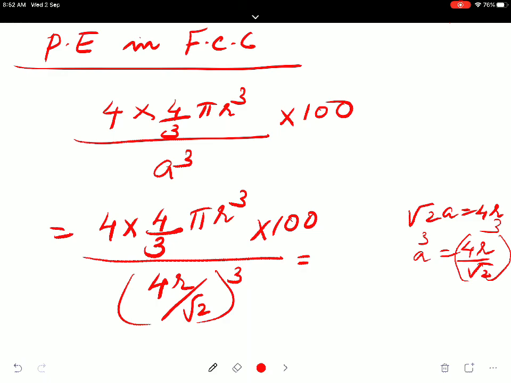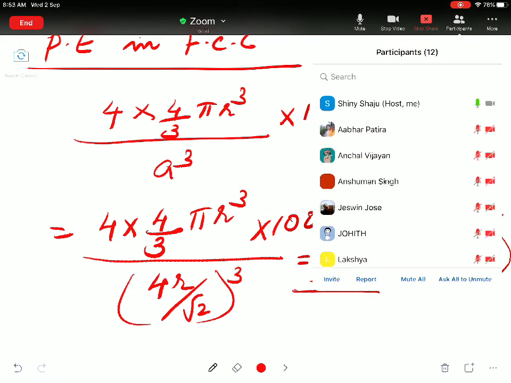Even if you are not showing the calculation on the right hand side, students do it on the last page. So we believe that the calculation is there on the last page. Okay. So in FCC, it is 74%. This value also you have to learn by heart. So in the case of simple cube it is 52.4%, in the case of BCC it is 68%, and in the case of FCC that is 74%.